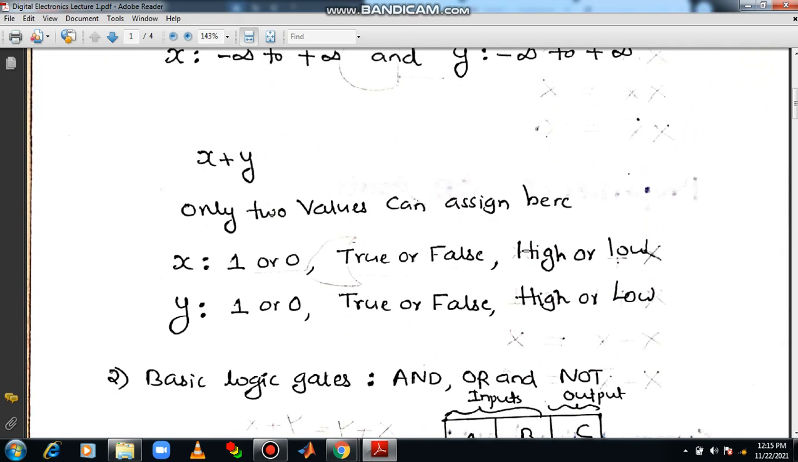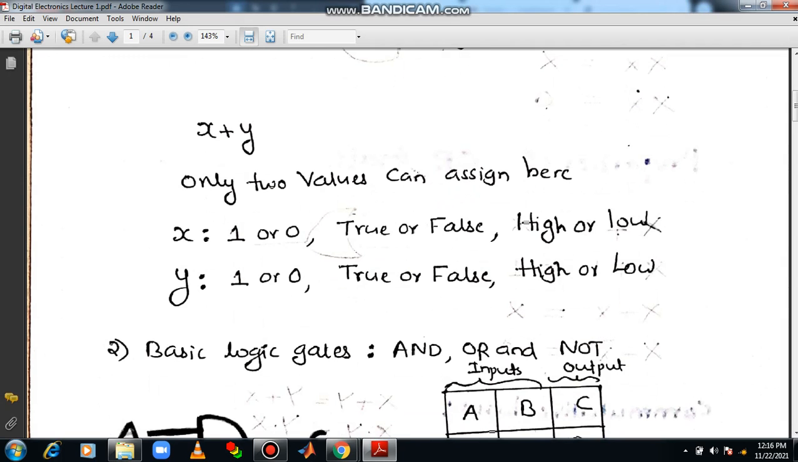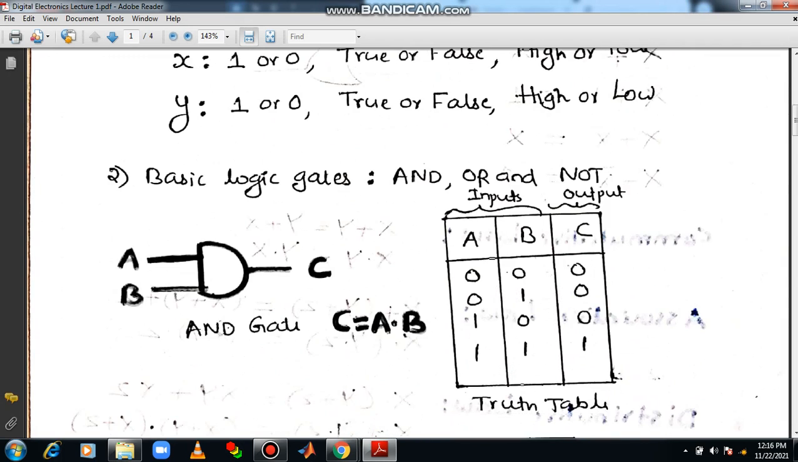And you can say that instead of 1 or 0 you can give true or false, or else you can give high or low. So that's also possible. You know that there are different types of gates which work based on Boolean algebra. Now let's become familiar with different types of gates. There are three basic gates. One is the AND gate, another one is the OR gate, then the third one is the NOT gate.